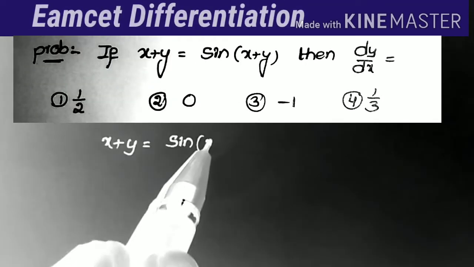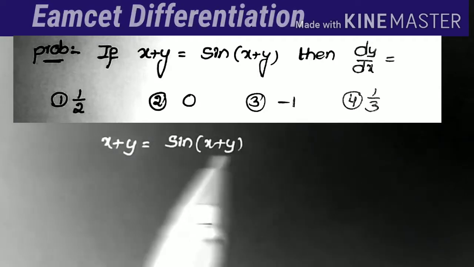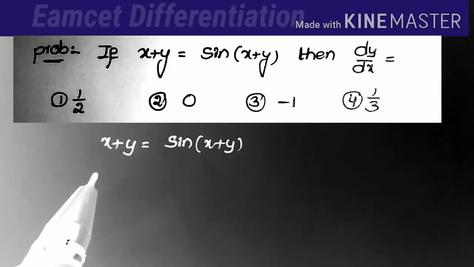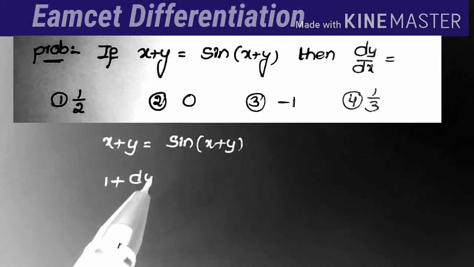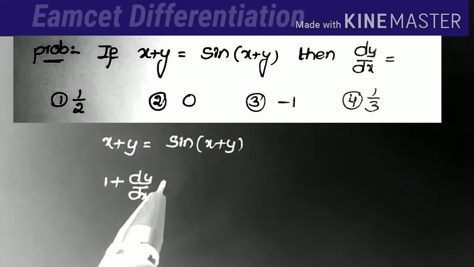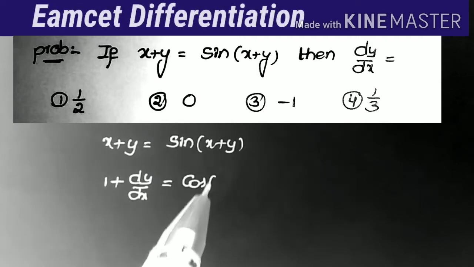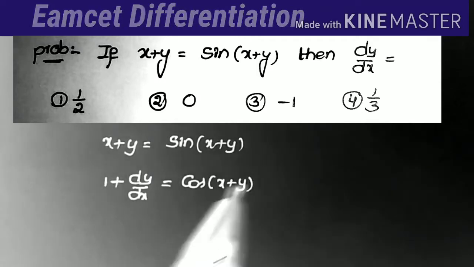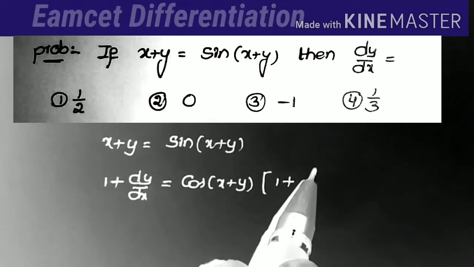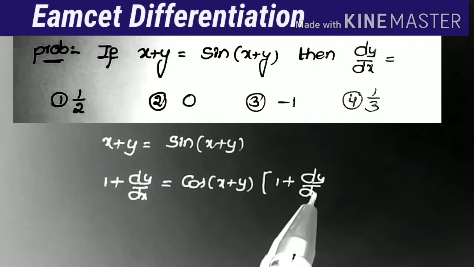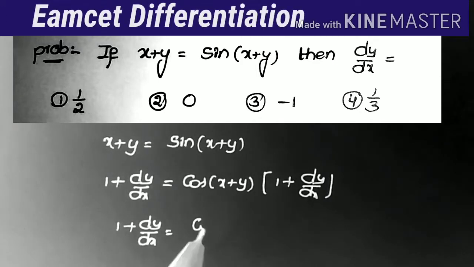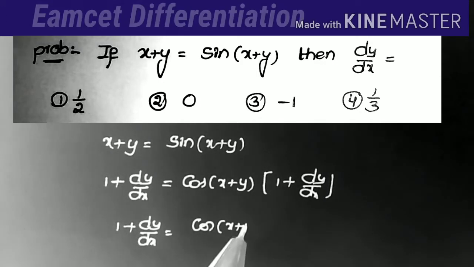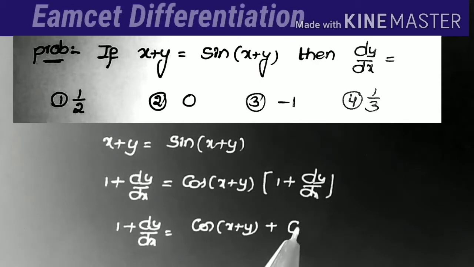Next problem. If x plus y is equal to sin of x plus y, then what is dy by dx? Just doing the derivative, x derivative 1, y derivative dy by dx. Sin x plus y derivative cos x plus y into again x derivative 1, y derivative dy by dx. Now we want the dy by dx value. That is 1 plus dy by dx is equal to cos of x plus y plus cos of x plus y into dy by dx.